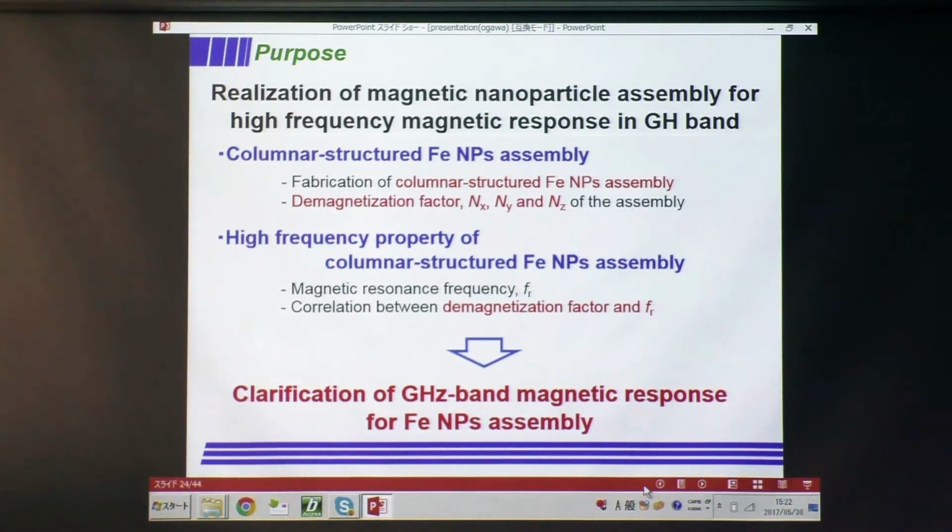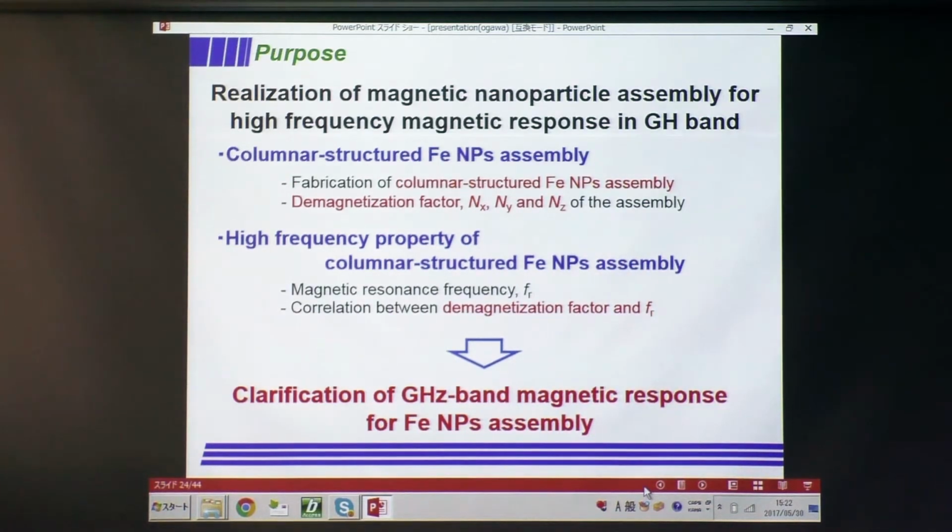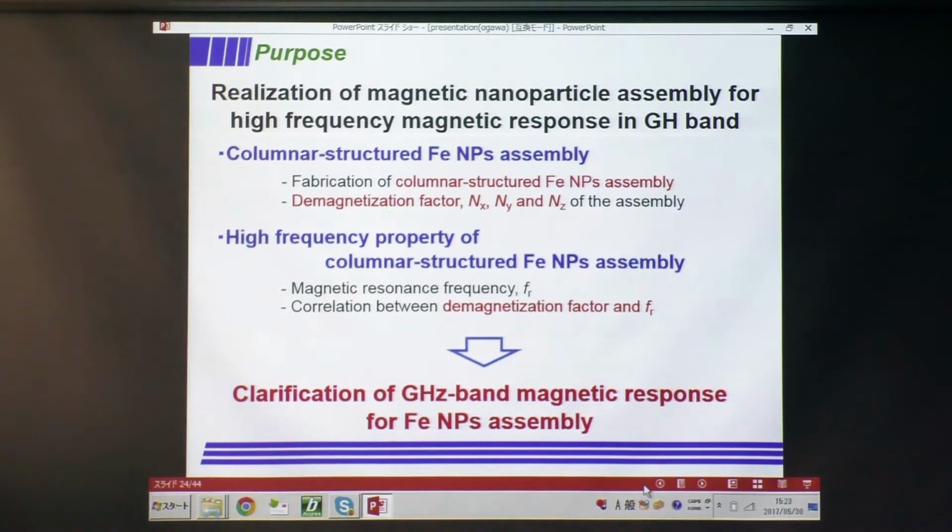We first fabricated the columnar structure of the iron nanoparticle assembly, and we introduced the demagnetization factors Nx, Ny, Nz for characterizing this kind of columnar structure. And we also investigate the high frequency properties and discuss them in terms of the demagnetization factors.